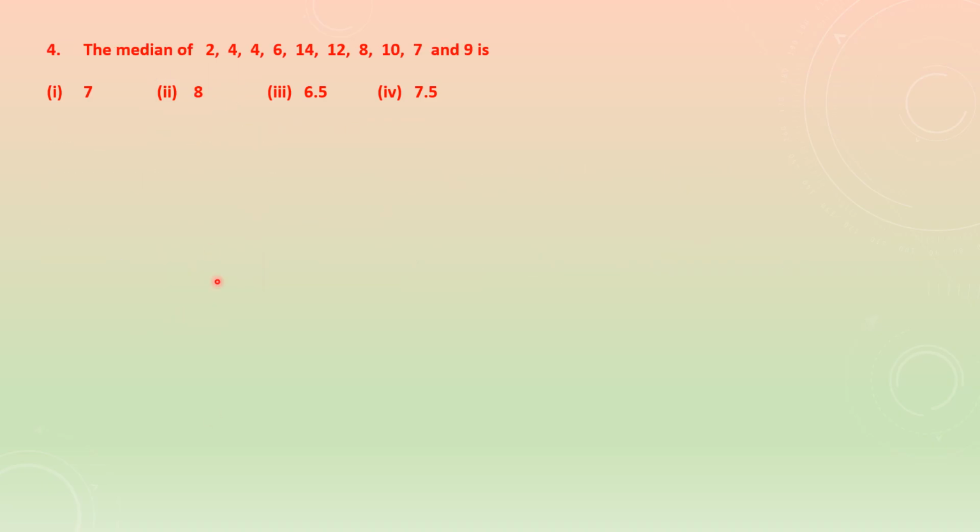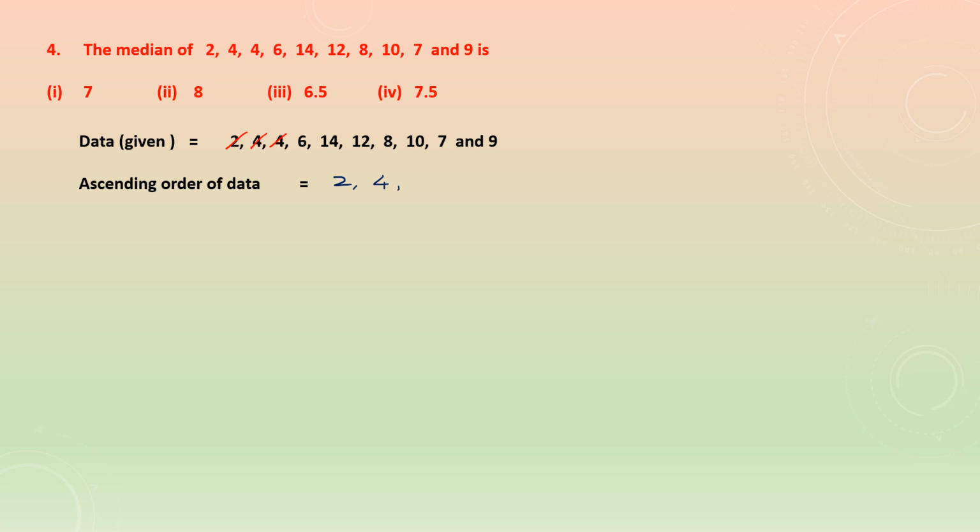Question 4. Again, we are asked to find the median of all these terms here. So we begin by writing down the data given to us. So the data given to us is this. Next step is arranging them in ascending order. So let's begin. Now we'll take 2 and then we have 4 and 4. So let's write that. So 2, 4, 4.